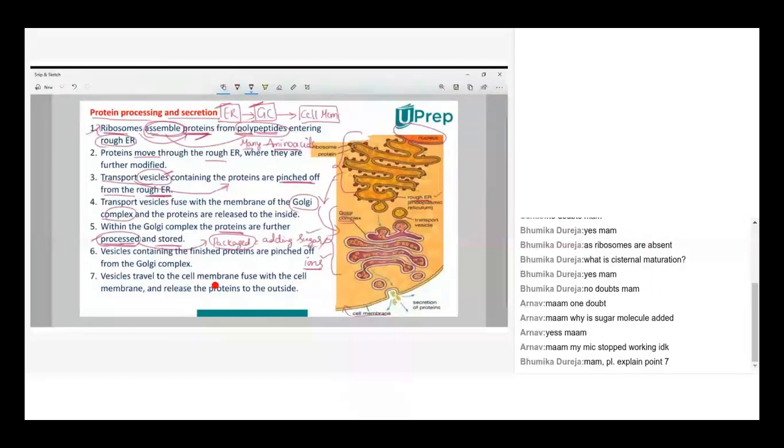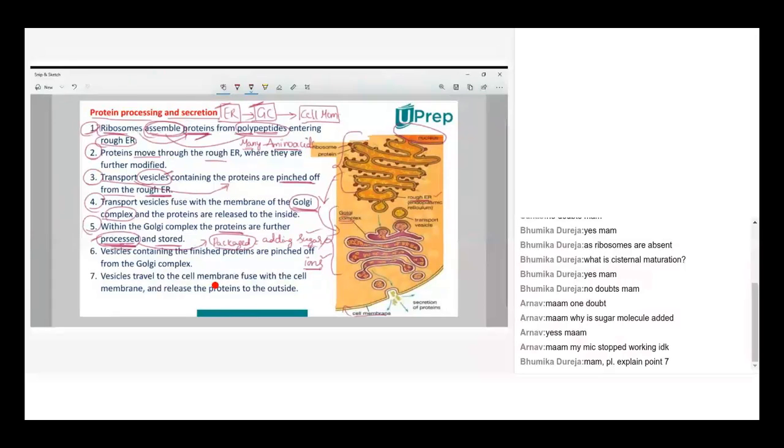So first point, proteins are synthesized. Second point, from the endoplasmic reticulum, they will be transported. How will they be transported? Through transport vesicles by pinching off from the endoplasmic reticulum. And in the fourth point, the transport vesicles will deliver the proteins towards the Golgi complex. And what is happening in the fifth point? The exact processing of proteins.